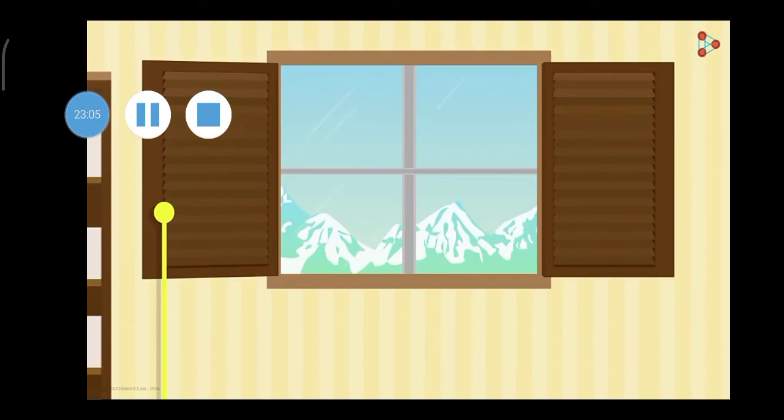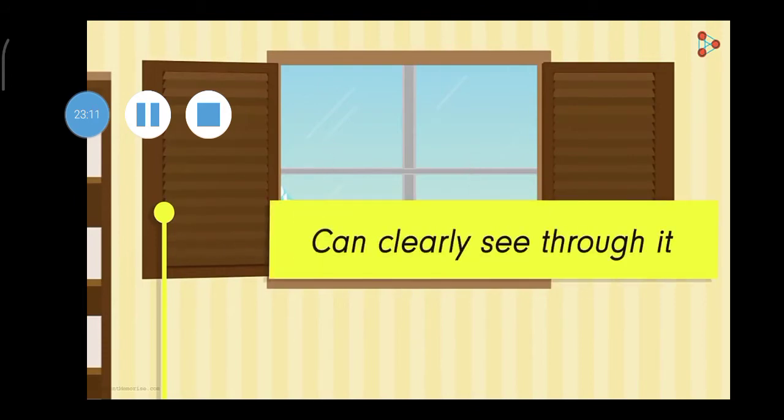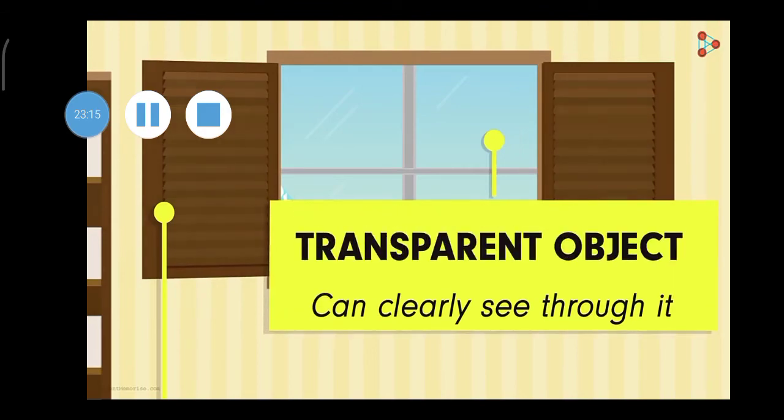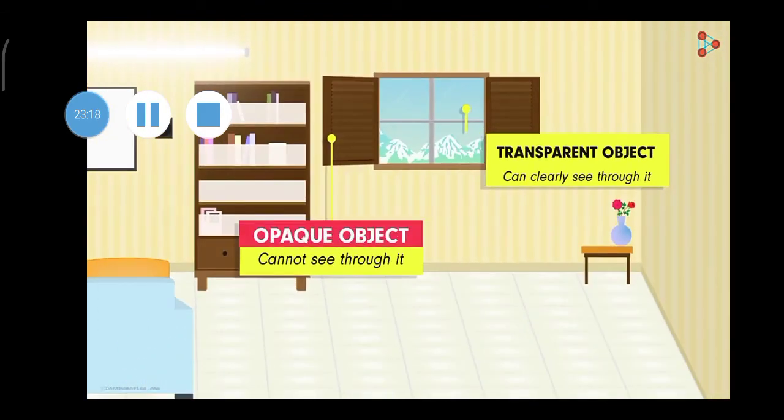What has happened now is that we have a clear glass which allows light to pass through it, allowing us to see through it clearly. Such objects are called transparent objects. Earlier, the wooden shutter was opaque, and the opaque objects do not allow light to pass through them.